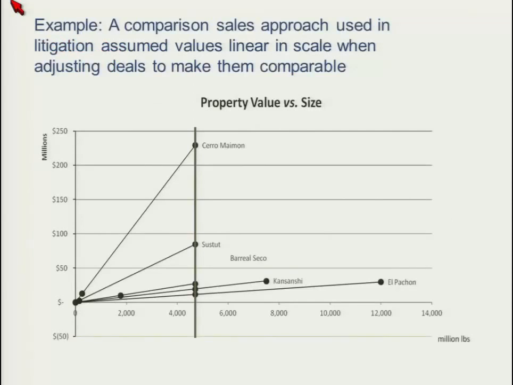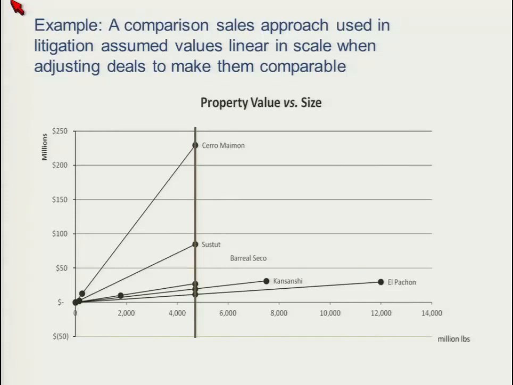Here's an example of an appraisal I saw once, many years ago. The target property had about 5 billion pounds of copper, right here. And there were 5 comparison sales that this appraiser selected. One of them was Cerro Maimon down here, very small trade value. The other one was Sustet, which was even smaller, right down near the origin. The other one was Barrio Seco, still smaller than our target property by less than half. Then two big ones, Kansanshi and El Pachon.